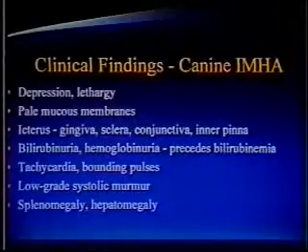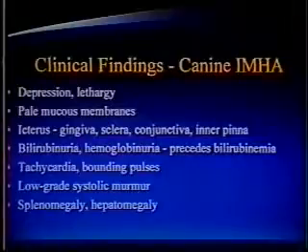The clinical findings then are depression and lethargy, pale membranes, icterus, bilirubinuria or hemoglobinuria, tachycardia because of the anemia, low-grade murmur because of decreased viscosity of the blood, splenomegaly, and hepatomegaly.